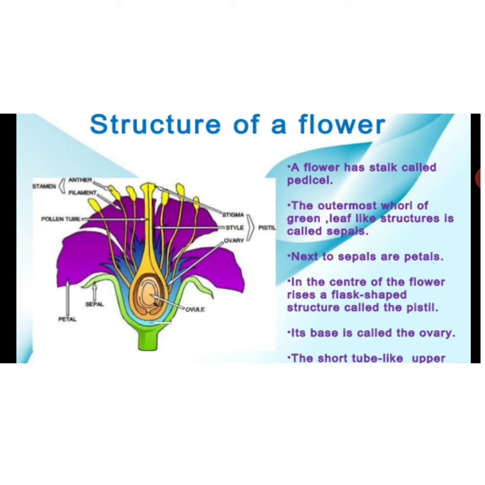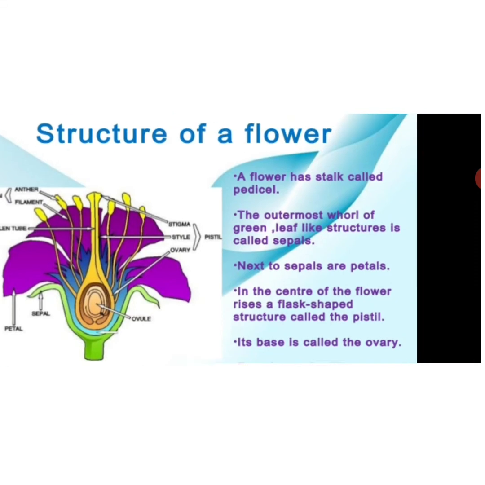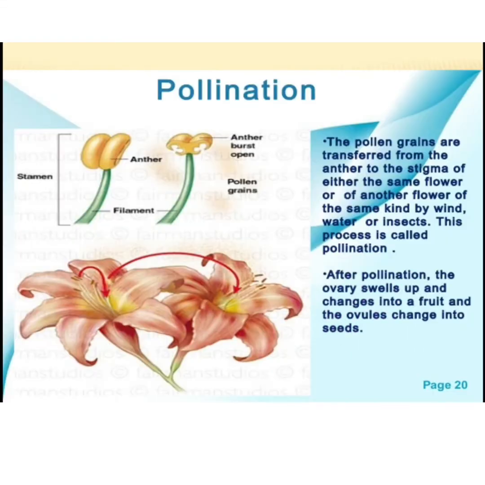And the next one, in the flower, the female reproductive part is the pistil or carpel, and they consist of 3 parts: style, stigma and ovary. And the petals are the colorful, scented, attractive part of a flower. Understand? This is the structure of a flower. We had already studied the structure of a flower.